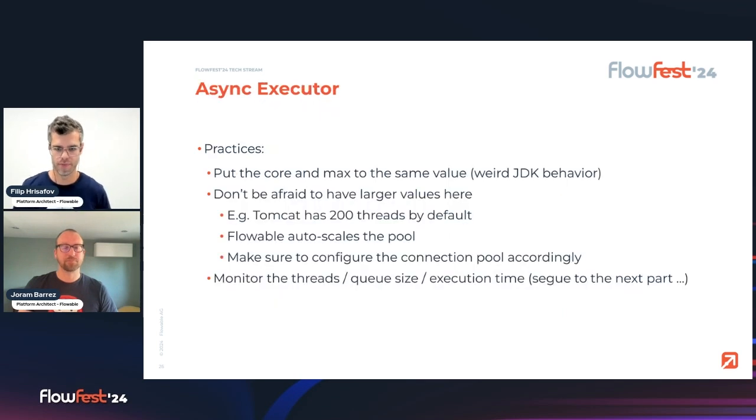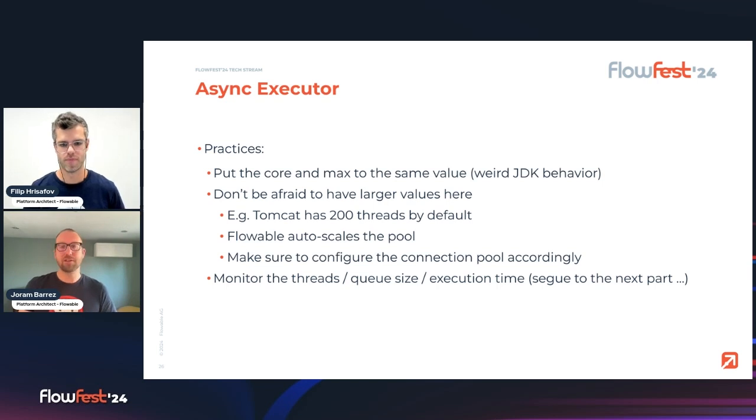That's correct, yes. And I talked already about the async executor. As Filip is telling you, it's an important component to do things in the background. The first thing is quite silly, but we want to stress it again because we've seen many mistakes in the past. If you configure the thread pool, put the core and the max size to the same value. There is weird JVM, JDK behavior here. They're really not as you expect them to be. Just trust us, put them on the same value. We will auto-scale this pool for you.